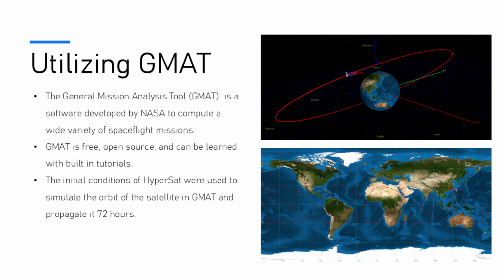The General Mission Analysis Tool, also known as GMAT, is a software developed by NASA to compute a wide variety of spaceflight missions. GMAT is free, open source, and can be learned with built-in tutorials. I used the initial conditions of HyperSat to simulate the orbit in GMAT and propagate it 72 hours. These were the results.